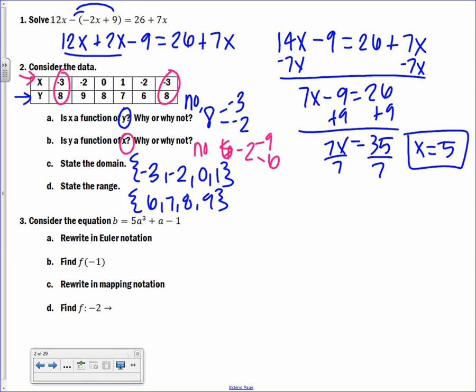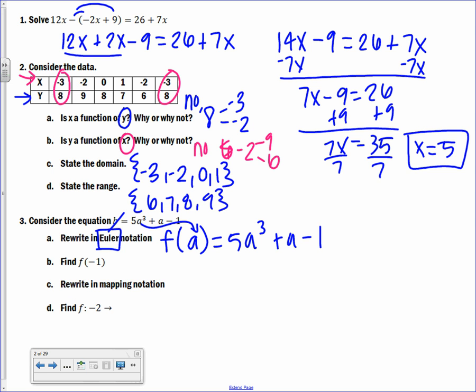Question 3 gives me an equation b equals 5a to the third plus a minus 1. Rewrite in Euler. Okay, so this was just where you rewrite the left side. So I'm going to cross off my b, and I'm going to write f of a. Okay, so this is always your variable that comes from the right side of the equation. So f of a, and then you always keep the right side the same. So 5a to the third plus a minus 1. So anytime you're changing notation, it's just what's on the left side.